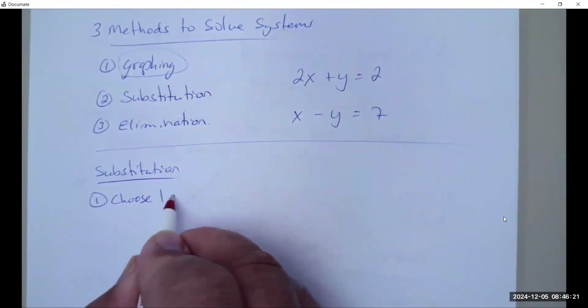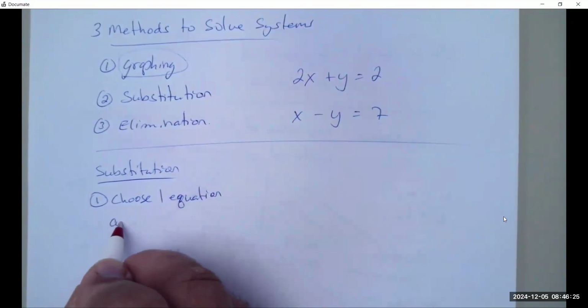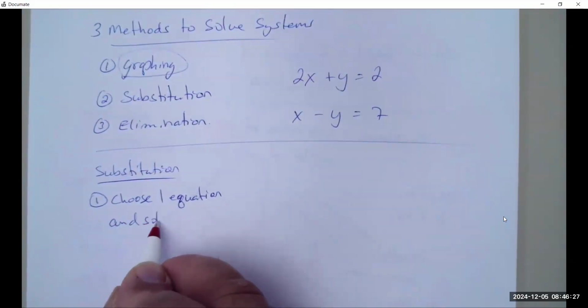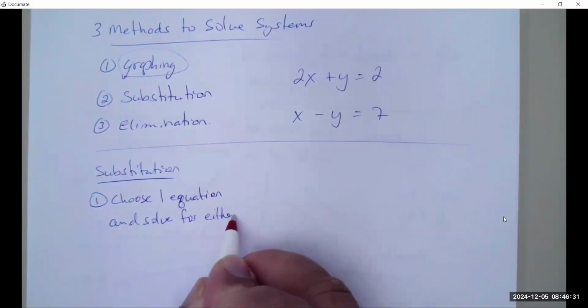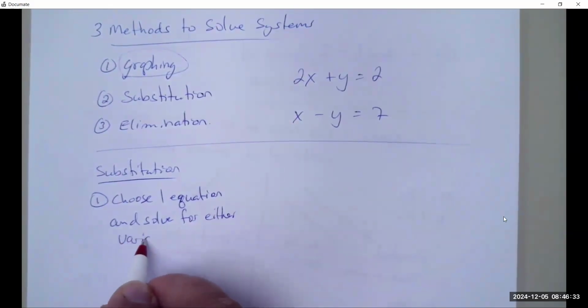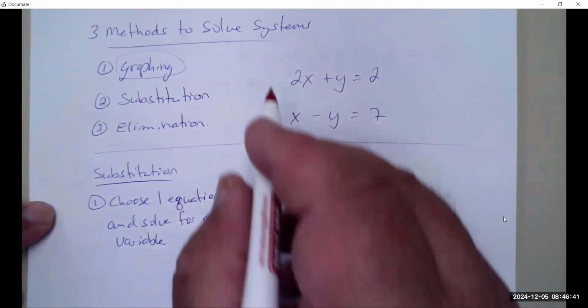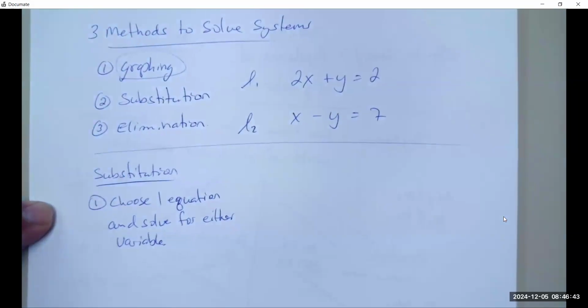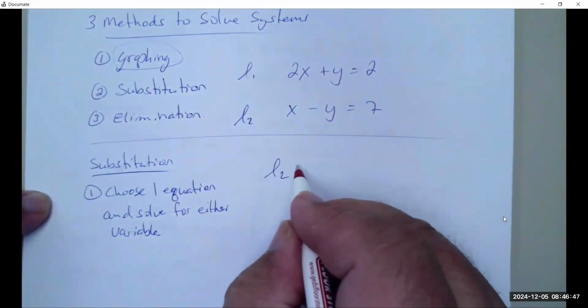Choose one equation and solve for either variable. It doesn't matter. It doesn't have to be x. It can be whatever's easiest for you. So out of these, this is line 1, this is line 2. Which line looks easier to deal with? Line 2. So I'm using line 2.